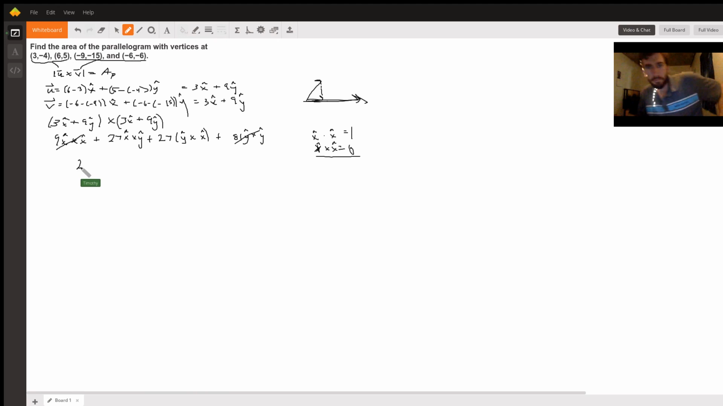So now we have 27, and if you do the right-hand rule, it basically says x cross y is in the z-hat direction. So this is in the z-hat direction, and then this is plus 27 y cross x, which is in the negative z-hat direction. That's the right-hand rule. So we're going to say negative z-hat.